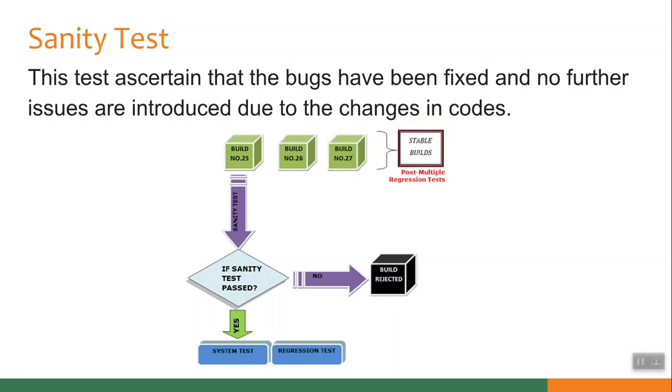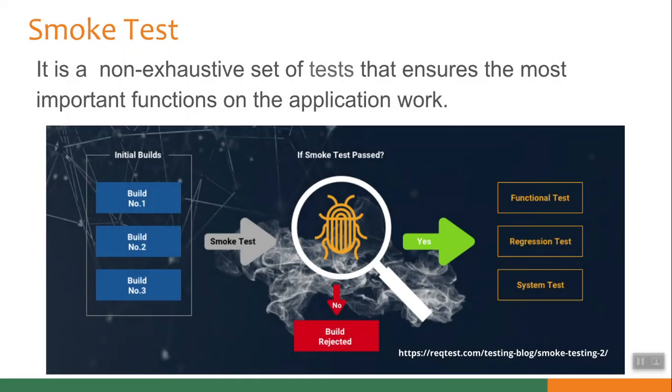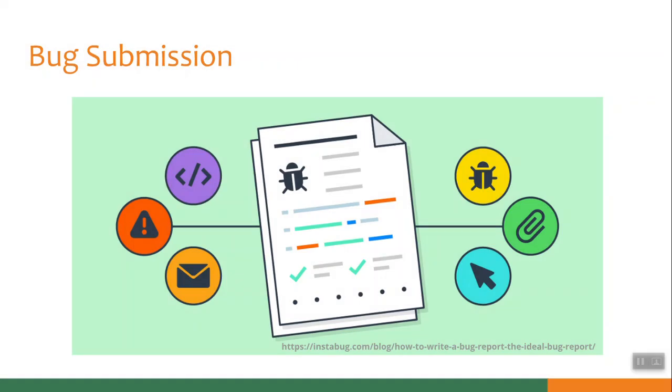Build refers to the process by which source code is converted into a standalone form that can be run on a computer. The main aim of the sanity testing is to check whether the required functionality is working as expected or not. Smoke testing comprises of a non-exhaustive set of tests that aim to ensure that the most important functions are working. When a SQA engineer finds any bugs while testing, it is mandatory to list the bugs and send the report to the considering team.